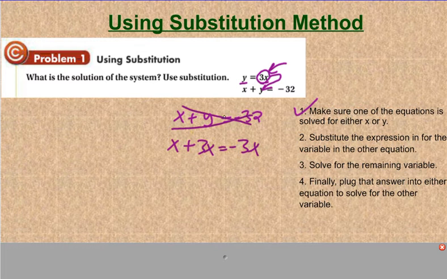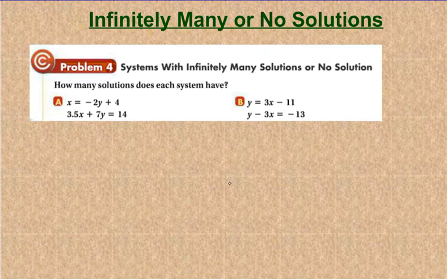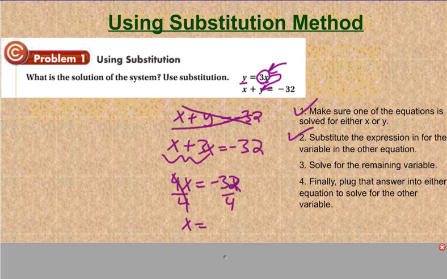Now the y is gone because we plugged in for it. This is our new equation, and there is only one variable: x plus 3x. So we combine those two because they're alike. We have 4x equals negative 32. We did step 2, so I'm going to check that off. Now we're solving for the remaining variable, which is x. Divide by 4, and x is equal to negative 8.